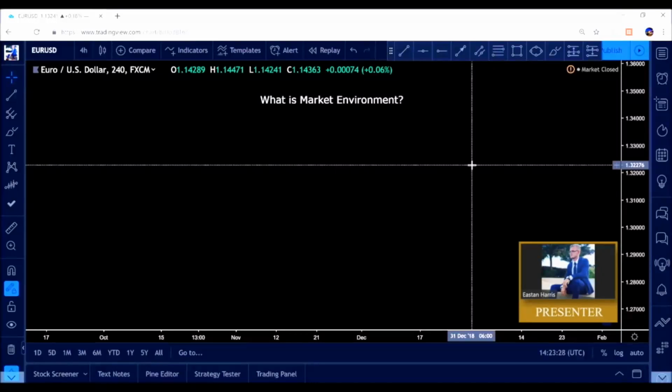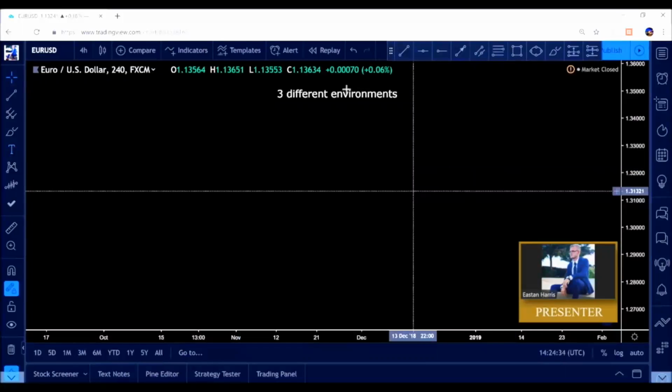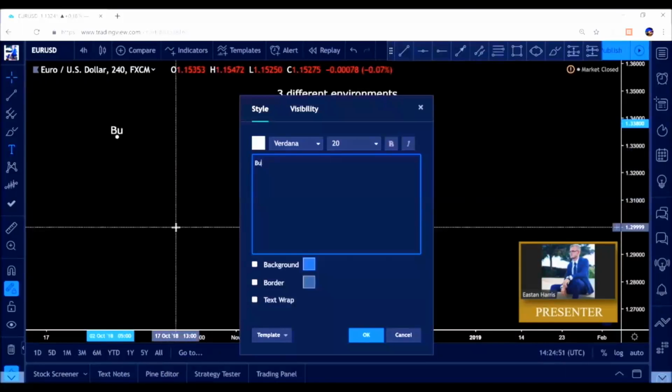Many of you may have heard the phrase, it's a buyer's market or it's a seller's market. That is the market environment. Who's in control? Who holds the power? There are three different environments. All right, the first one is a bullish environment.